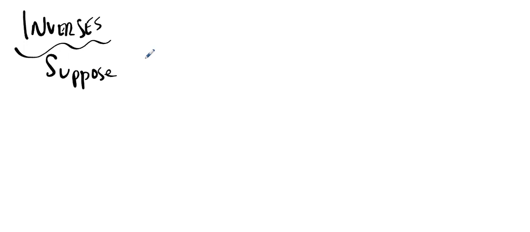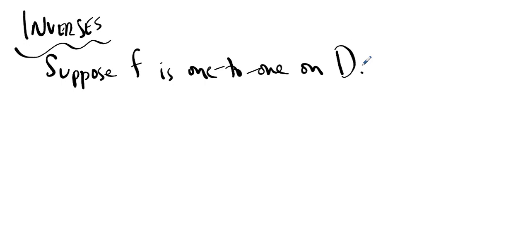So let's talk about the other thing you're probably familiar with from some high school pre-calculus course. Let's take a look at what we mean by inverses. So we're going to suppose that f is one-to-one on some domain D with some range R. Notice the use of variables.